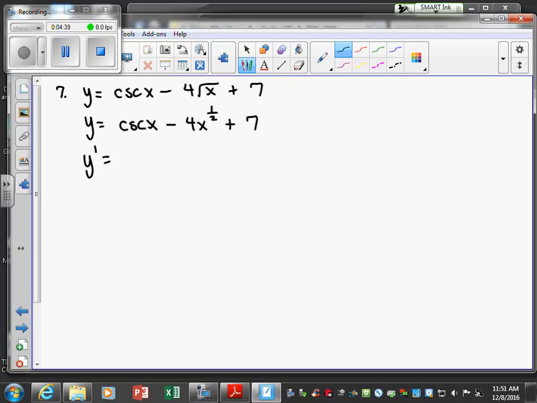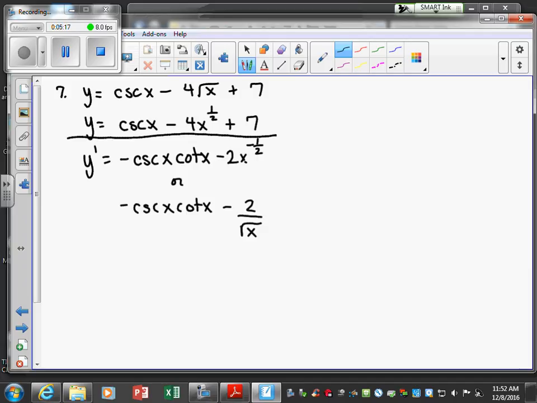So y prime, derivative of the cosecant x is just going to be, look on your table, negative cosecant x cotangent x minus, what is the derivative of this term? So 1/2 times 4, which is just going to leave us with 2x to the negative 1/2 power. The derivative of this term is just 0. So if I was to see this answer, I may also see it like this if I rewrote it using the radical.